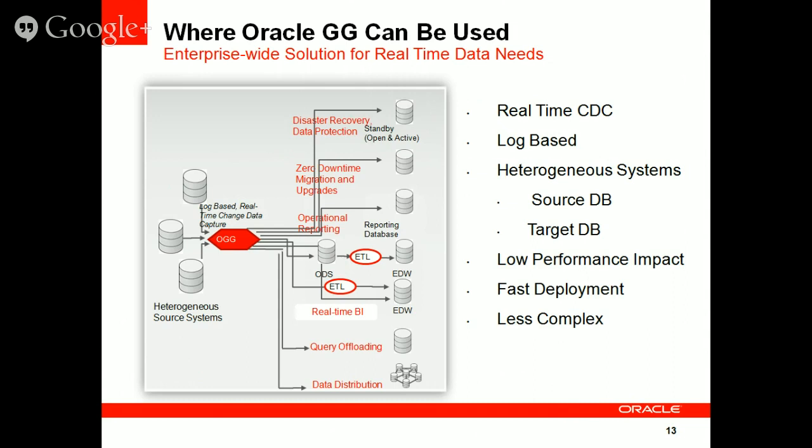So heterogeneous systems can be used with Oracle GoldenGate. You don't need to have Oracle at the primary site, and at the DR site you don't need to have Oracle. You can have another technology. We'll see later on the various source and target database support.